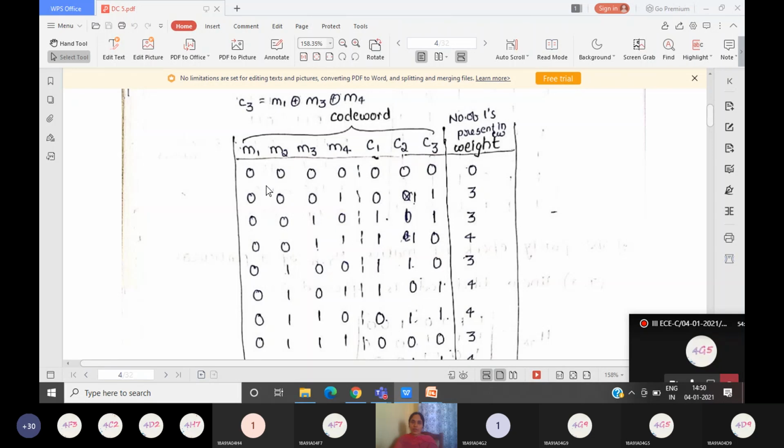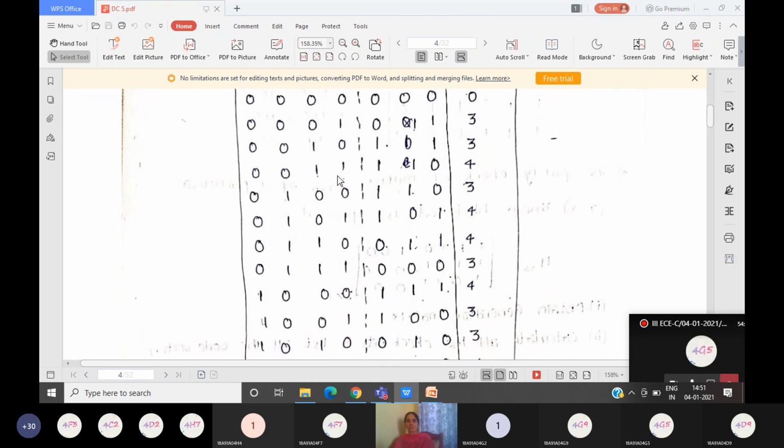Okay. So next, please evaluate the number of ones present in the code word. Let us see for the first combination, how many number of ones are there? 0. For the second one, how many number of ones are there? 1, 2, 3. So 3. Each code word: the first code word is all zeros. The next code word is M1, M2, M3, M4 followed by C1, C2, C3. So like this you have 16 combinations.